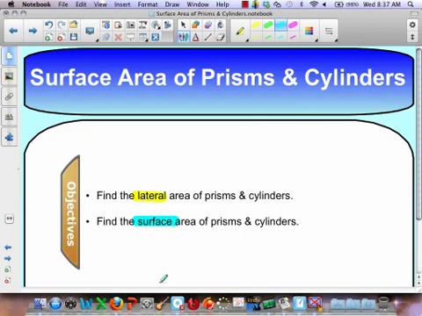Let's try something here. What would be the surface area of this? The outside. So, Bailey. All the sides, and then top and bottom. Basically, that's what we call the total surface area. It's top and bottom and all the sides. That's surface area. But then there's this other weird term called lateral area.